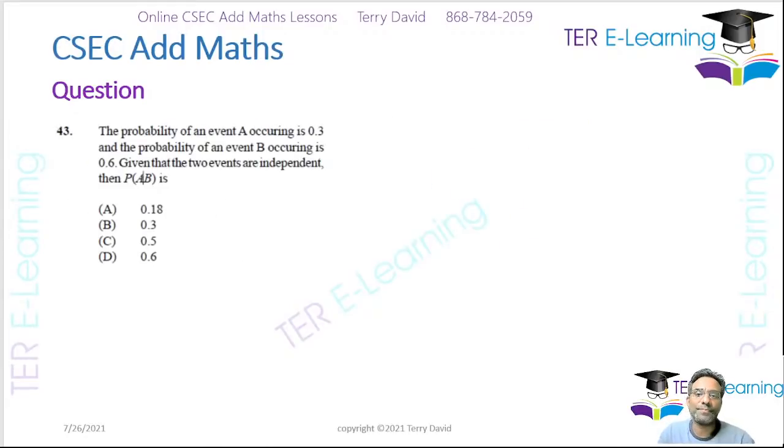Question 43 now. The probability of an event A occurring is 0.3, so P(A) is equal to 0.3. And the probability of an event B occurring is 0.6, so P(B) is 0.6. Now, they are telling us that the two events are independent events, and we're talking about conditional probability here.